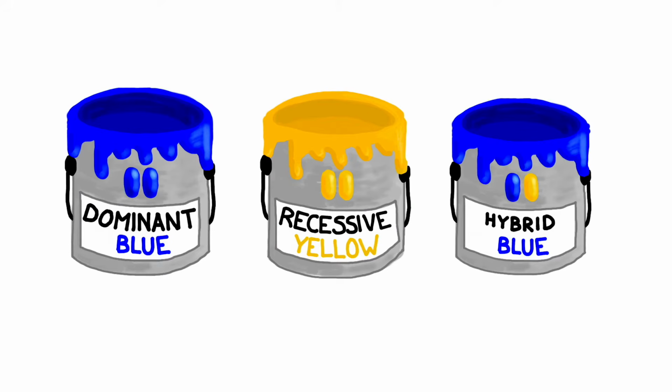For the purpose of this screencast, we will be using paint cans as a metaphor for an organism. Pay careful attention to the label on the can as well as the color of the paint because this will help you to understand some of the key terms.